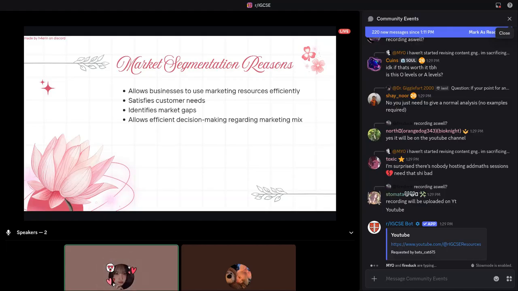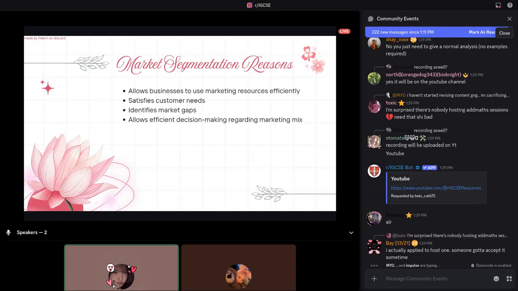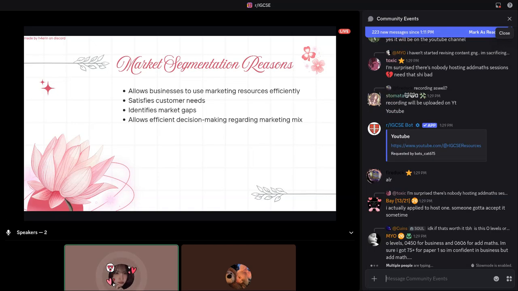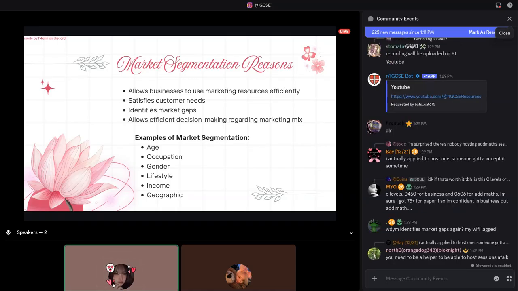Furthermore, it identifies market gaps. Segmenting a market helps businesses discover untapped or unexplored areas or niches where few competitors are operating. And lastly, it allows efficient decision making regarding the marketing mix. If you already research your target market, then you will understand what platform they're usually on, what method of promotion needs to be used, what pricing method is the most effective to attract them. So, examples of segmentation: age, occupation, gender, lifestyle, income, geographic, basically anything specific.